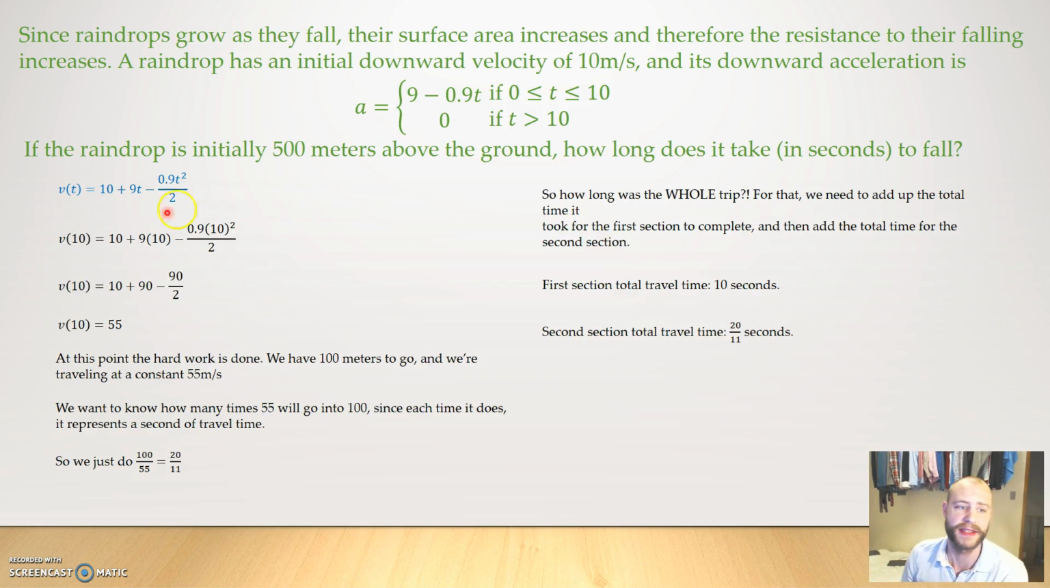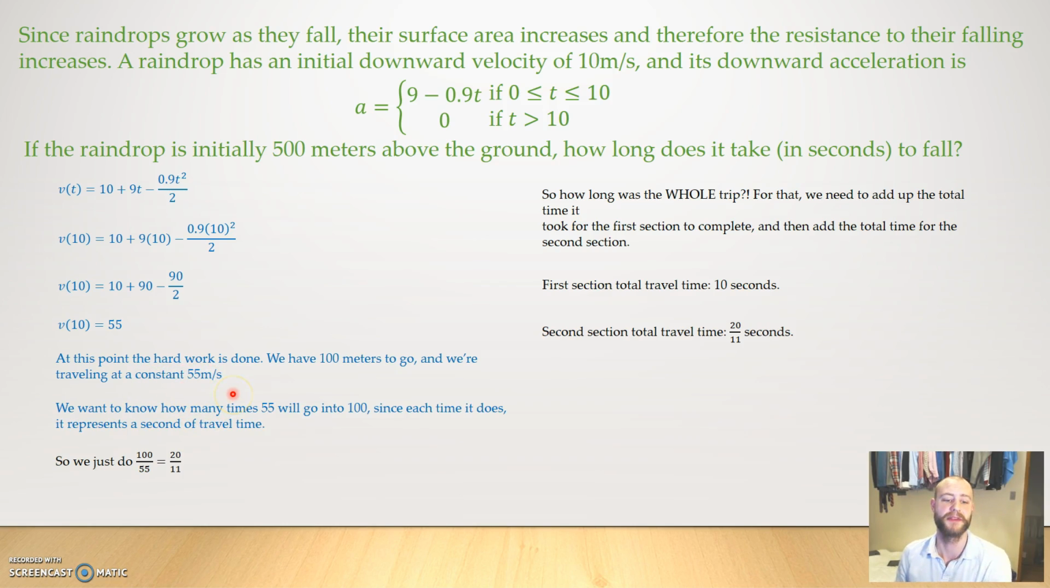Okay, so this is our velocity equation that we solved for before. Let's find out what the velocity is after the 10 seconds, because that's going to be our final velocity. And we just plug in, do some mumbo jumbo here. I don't even know how to do these calculations, no idea. V10 is equal to 55. Awesome. So that's meters per second. At this point, the hard work is done. We've got 100 meters to go, and we're traveling at a constant 55 meters per second.